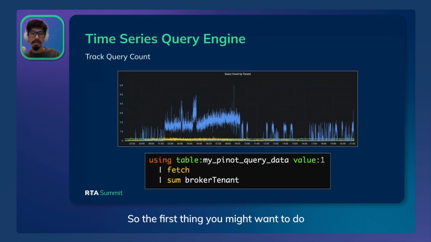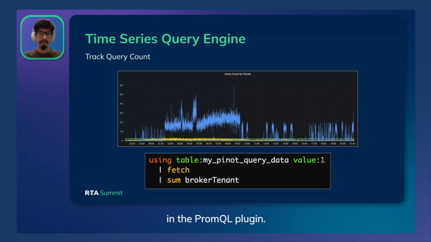So the first thing you might want to do is track the query count for your Pinot queries. And I'll use M3QL as an example here. But an M3QL plugin is something that we have built internally, and we might try to open source it at some point in the future. And I know that StarTree has already built the PromQL plugin, so you can probably reach out to them if you're interested in the PromQL plugin. But yeah, I'll take the M3QL example here.